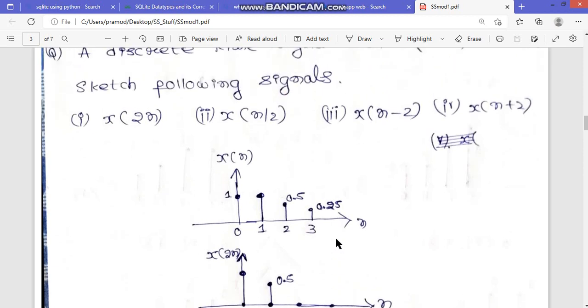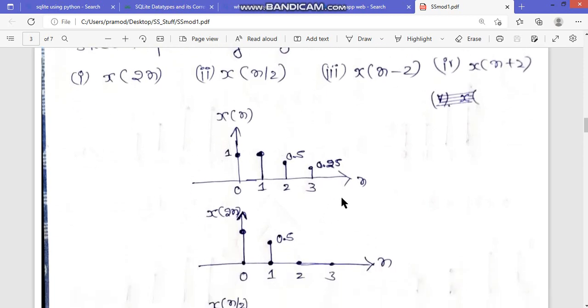So the simple thing is, when they ask for x of 2n, divide your n values by 2. Here it is multiplying, right? n is multiplied by 2, but while you are sketching the plots, divide. When it is 2 into n, while writing, divide n by 2.